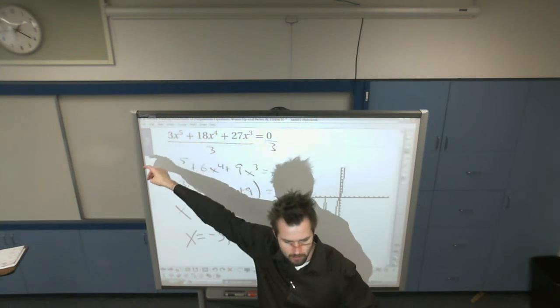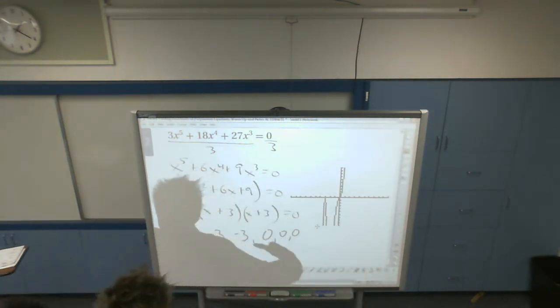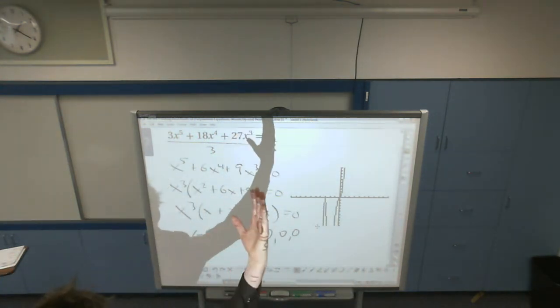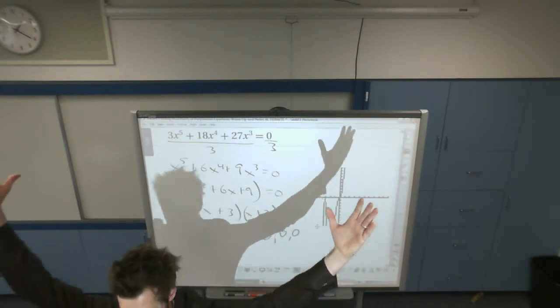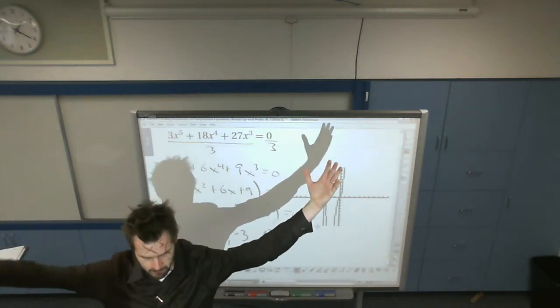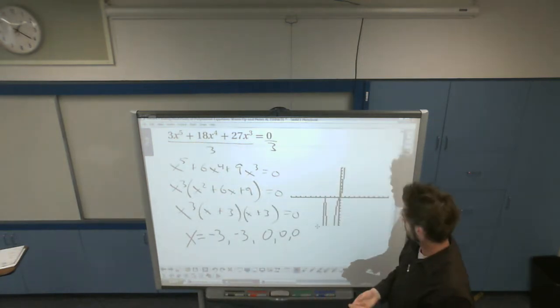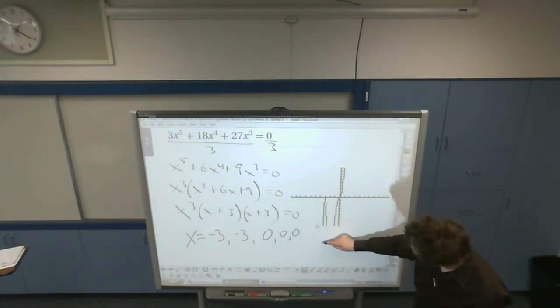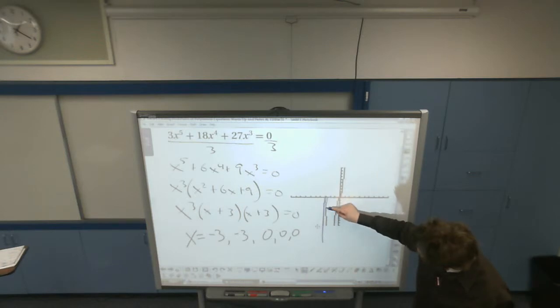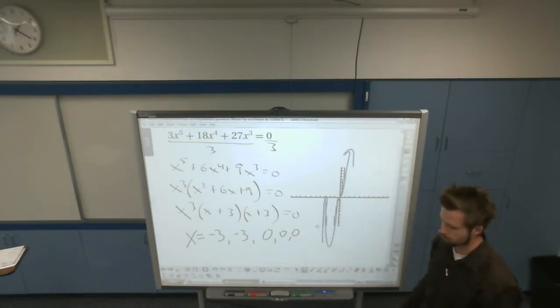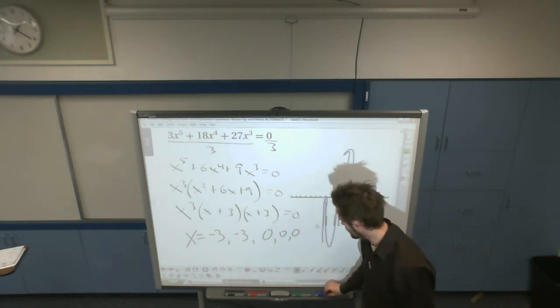Odd degree. What kind of shape do odd degree graphs make? Like this, right? Not W. Even degree, odd degree. Remember, even, odd. So we're expecting some kind of S shape. And we have that. We've got this weird thing where it kind of comes up here, touches there, and it looks like it goes back down, and this weird thing here. Okay, some kind of S-shaped graph.